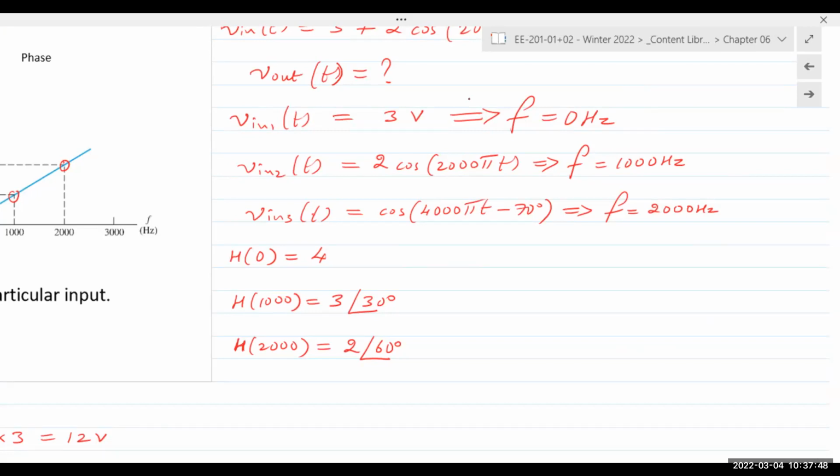All right, any other questions? Okay, then let's take a look at electronic filters.